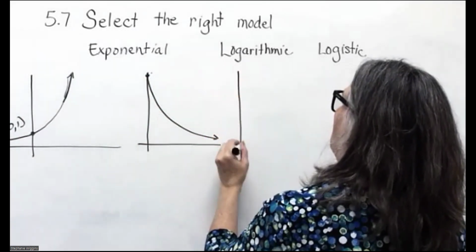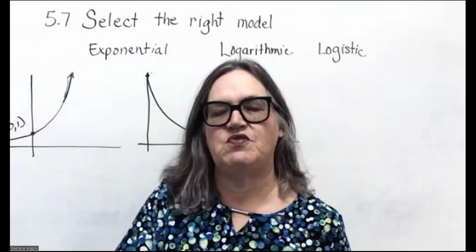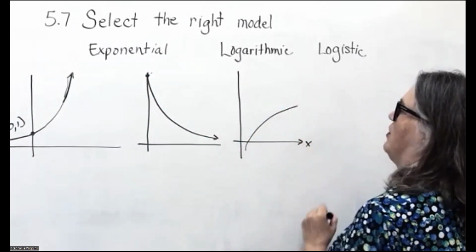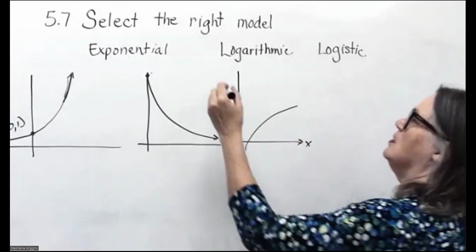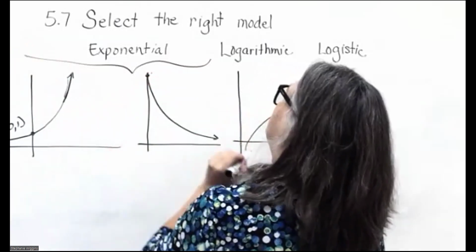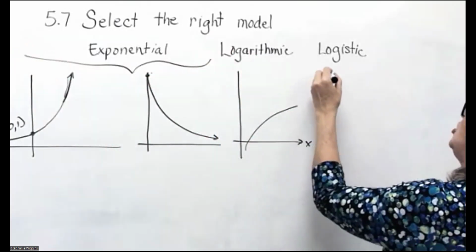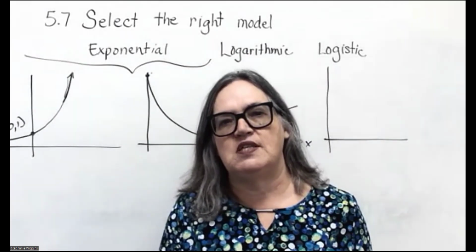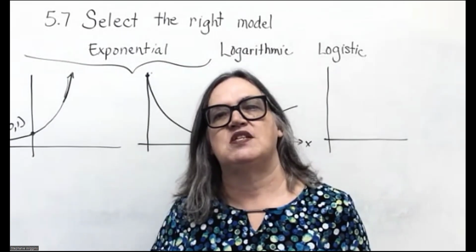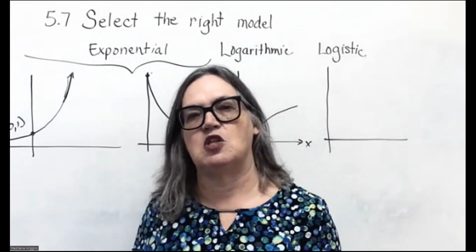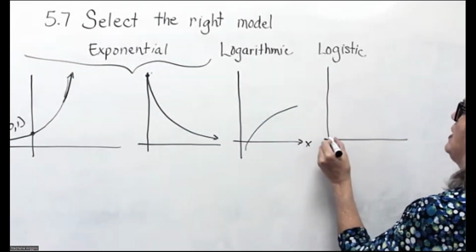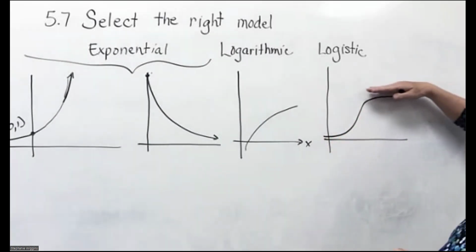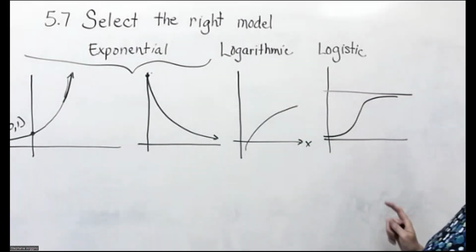Logarithmic: you do have growth, but it tapers off as you go forward in time along the x-axis. So this is logarithmic. These two are exponential. This one's logarithmic, and logistic has both. At first it starts out growing very quickly, but then the growth rate declines and slows down. It starts out looking like an exponential function, and then it has a boundary at the top, a horizontal asymptote.